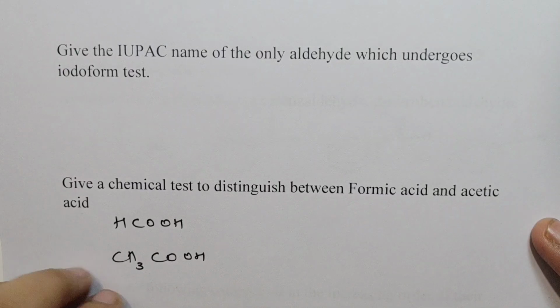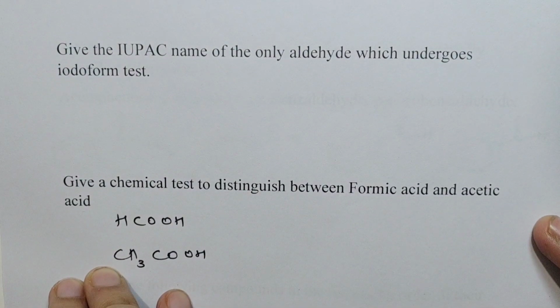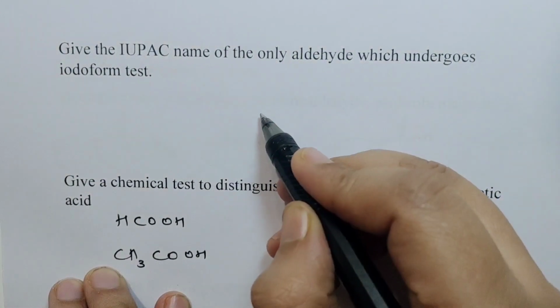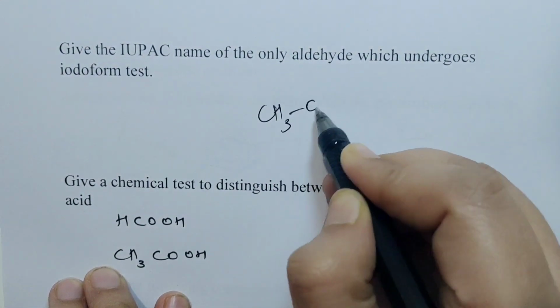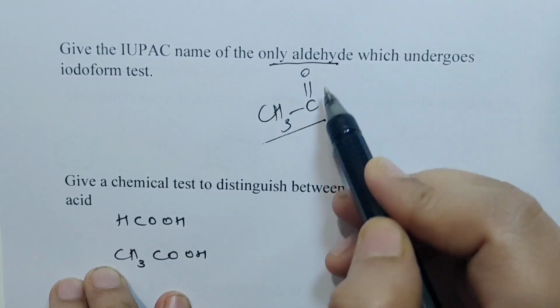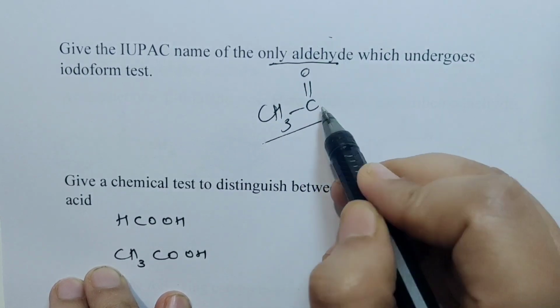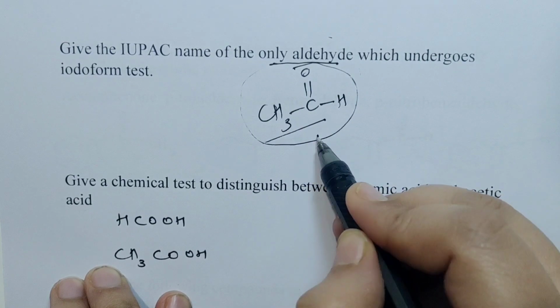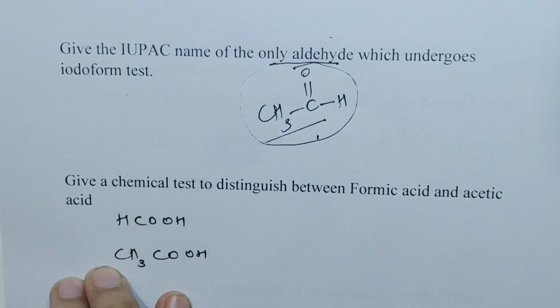Give the IUPAC name of the only aldehyde which undergoes iodoform test. So for iodoform test, the necessary condition is that it should have a methyl ketone group. And since we are talking about an aldehyde, the aldehyde functional group is terminal. So this is the only possibility. This is the only aldehyde which will undergo iodoform test.